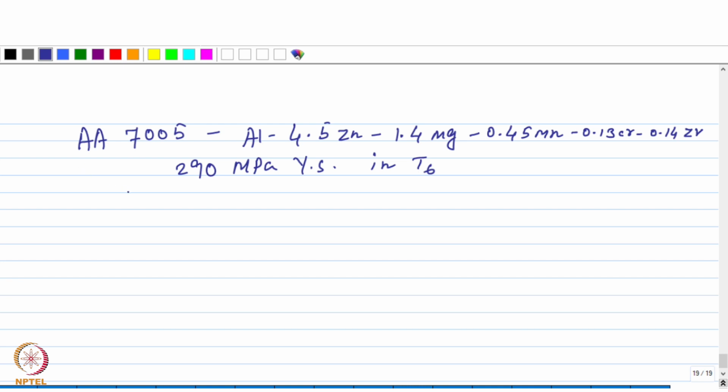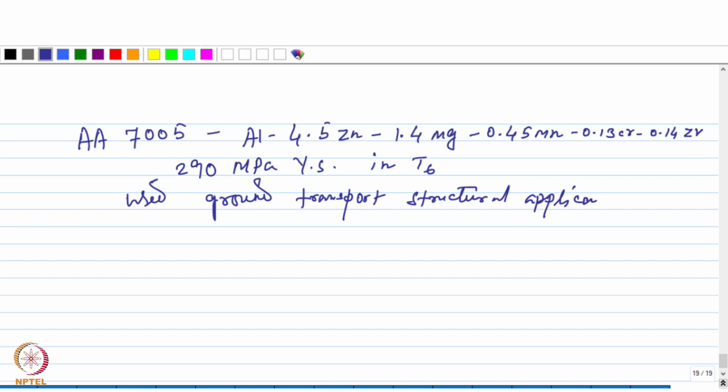And this kind of alloys are used in automotive parts and things like that. So they are basically for ground transport applications. Right, so this will bring us to the end of the 7000 series.